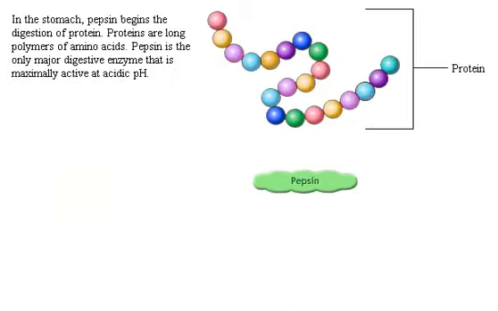In the stomach, pepsin begins the digestion of protein. Proteins are long polymers of amino acids. Pepsin is the only major digestive enzyme that is maximally active at acidic pH. Drag the protein to pepsin to begin.